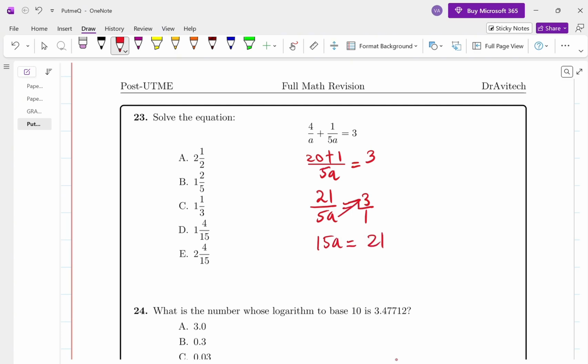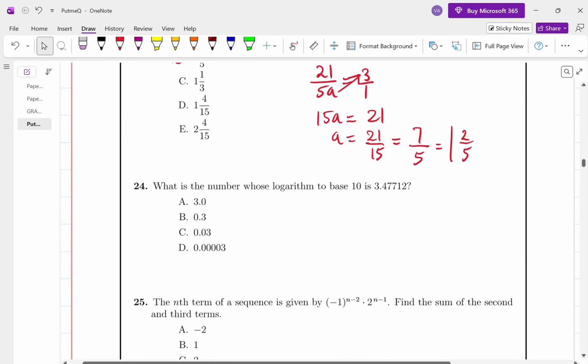So to get a, we divide both sides by 15. So 21 over 15. Now you would agree that 3 is common here. 21 divided by 3 is 7. 15 divided by 3 is 5. Now this is 7 over 5. How many times would you see 5 in 7? It's once. Then there's a remainder of 2. So the answer is B. So that's our answer for that very equation.